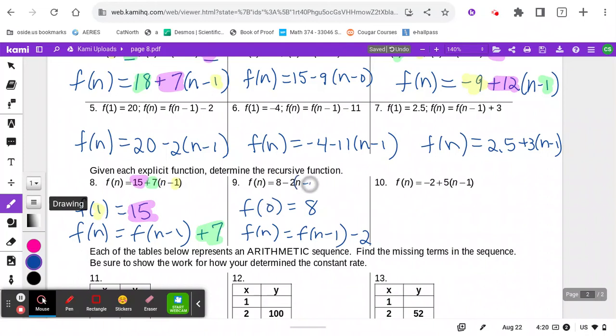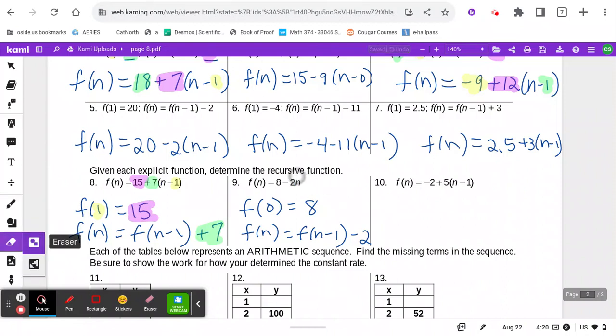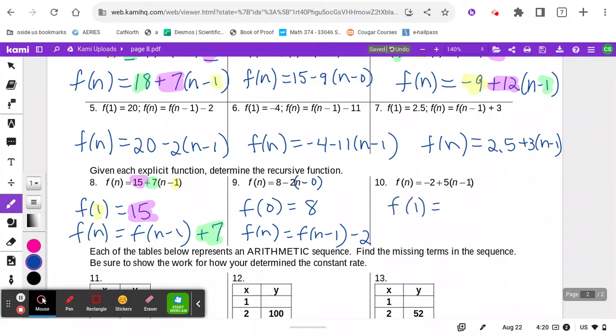Because technically right here, there's no number at the back or no parentheses with an n minus 1. So that's what tells me it's the time 0 or beginning step of the function. And you can write this in or not. It's up to you.